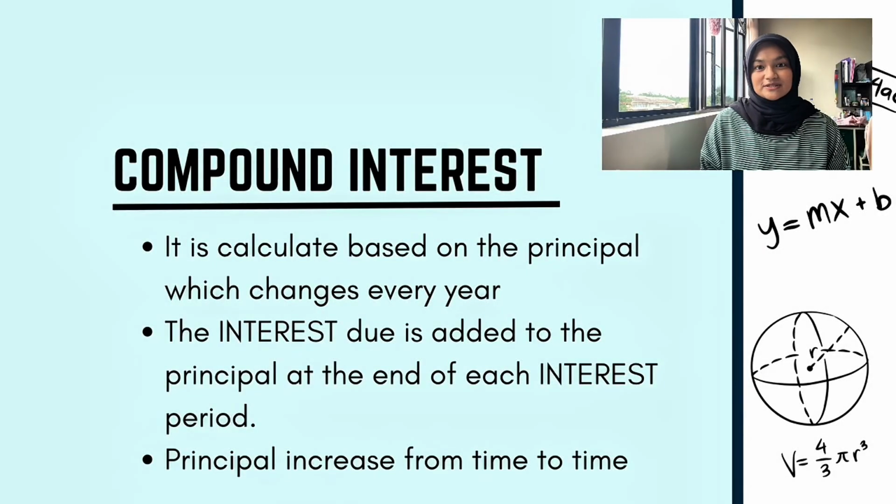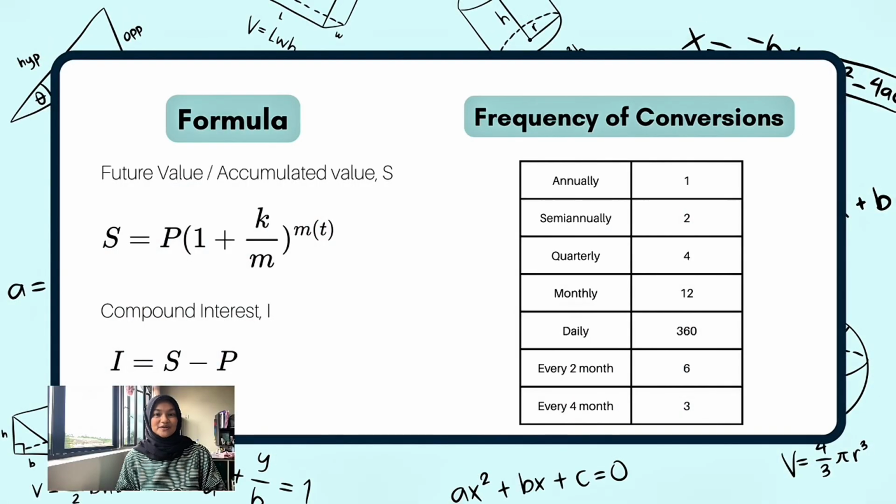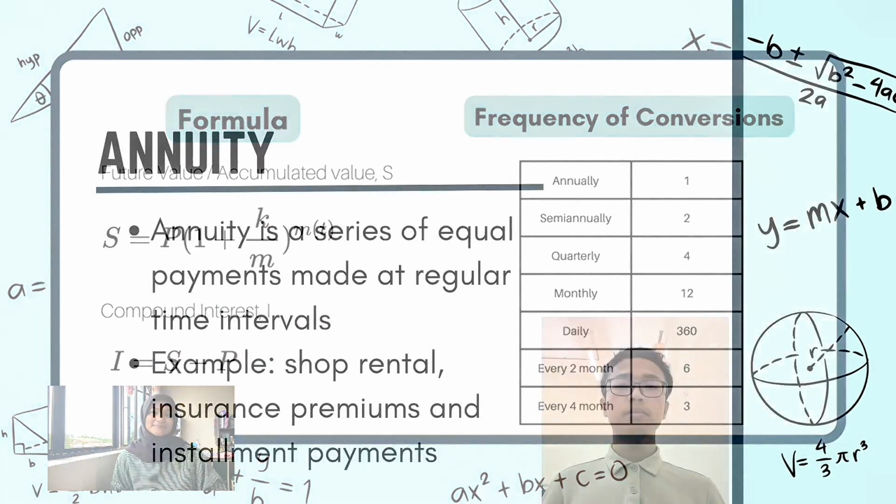This is compound interest. Compound interest is calculated based on the principal, which changes every year. The interest due is added to the principal at the end of each interest period. The principal increases from time to time. Pause this video to read the formula and frequency of conversion.